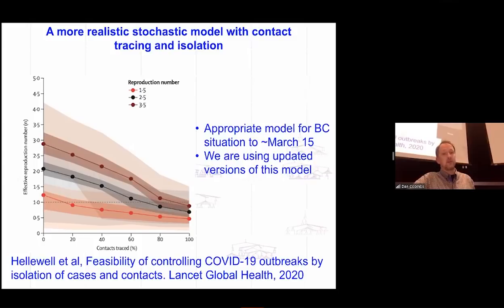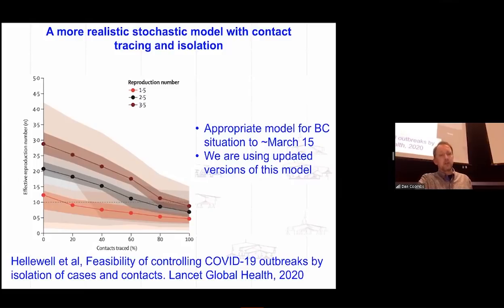On the other hand, if the reproductive number is down in between 1 and 1.5, then they're able to reduce it with relatively little contact tracing. Okay, this model wasn't exactly fit to data, but I think this is an interesting thing to do. I think this is an appropriate model for the BC situation that we're currently in.